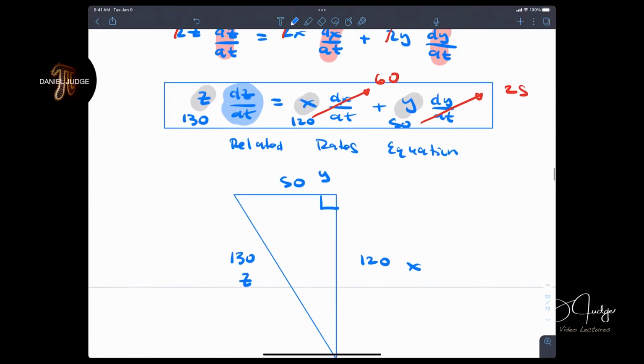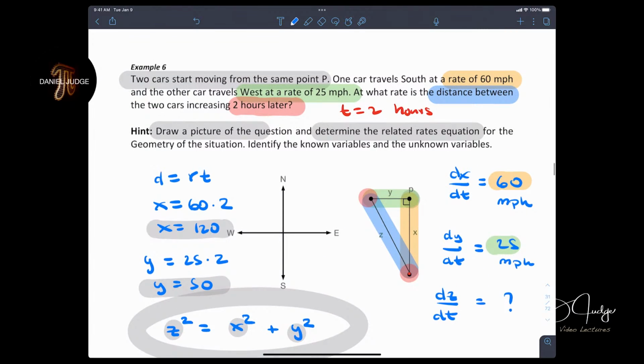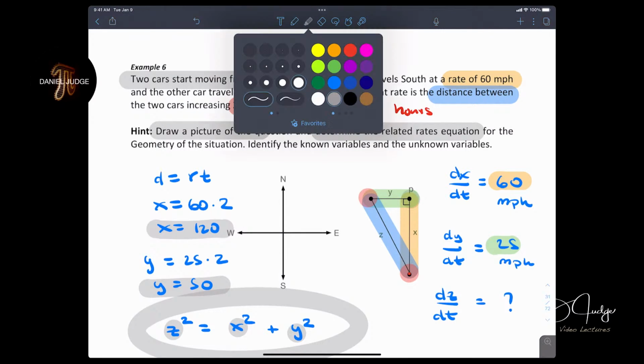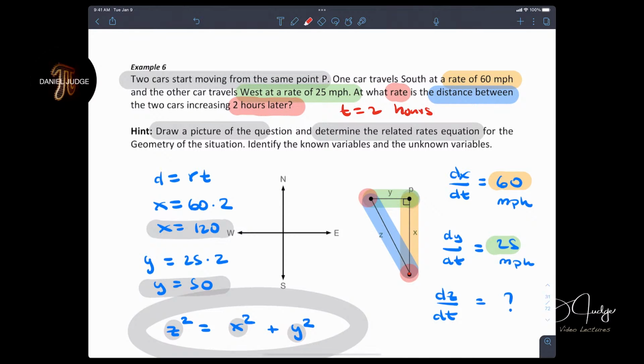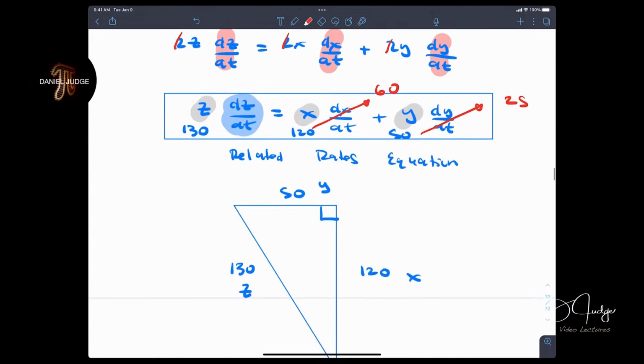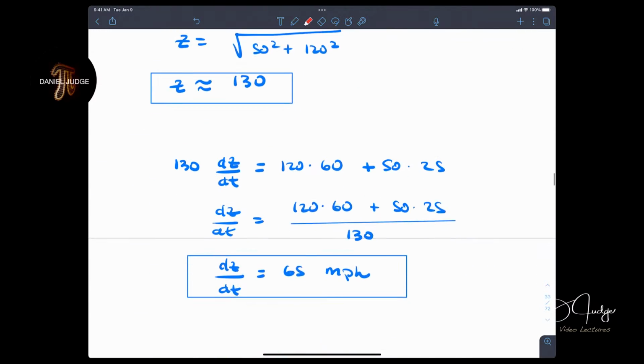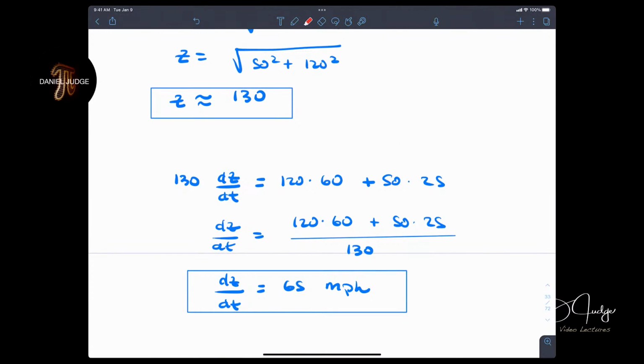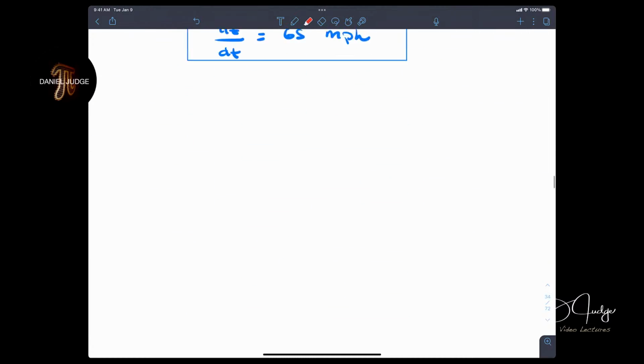And that's what they wanted to know in this particular example 6. So, at what rate is the distance between the two cars increasing? It's a rate. What is the rate here? Change in z variable over time, because that's changing as well. It's getting bigger. So, ladies and gentlemen, a pretty good question. Love that question. So I thought I'd share it with you guys. So, the rate at which the distance between the two cars is changing is 65 miles per hour. Related rates. There we go.